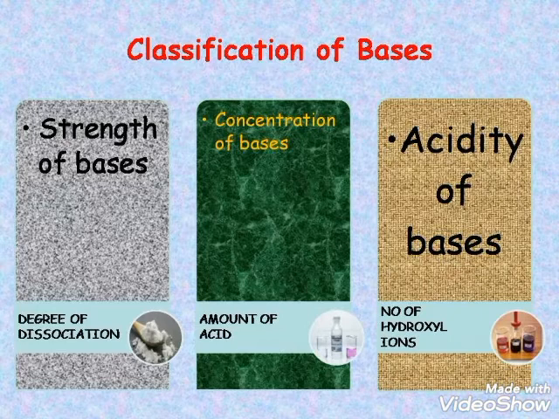Coming to the classification of bases, the bases can be classified on the basis of three important categories: strength of the bases, which depends upon the degree of dissociation; concentration of bases, which depends upon the amount of the base present in it; and acidity of the bases, which depends upon the number of hydroxyl ions present in the base. So these are the three important categories which we are going to study.